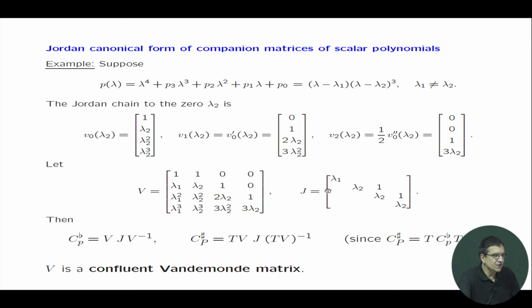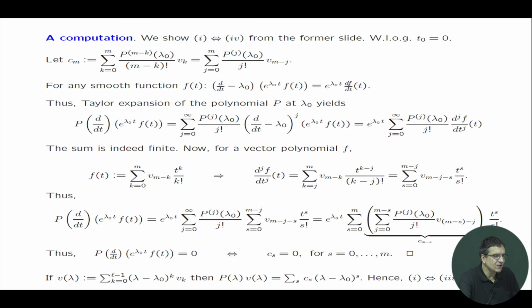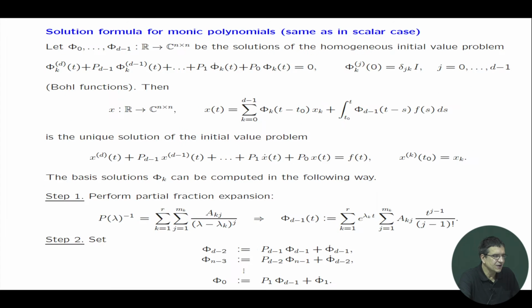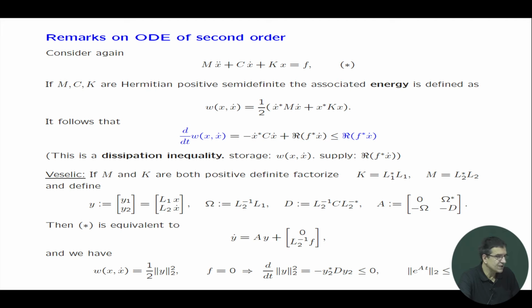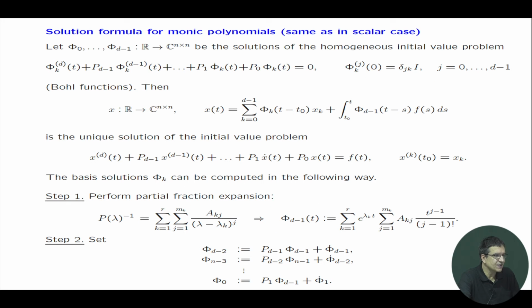And we talked a lot about Jordan chains and all this. Okay, I will not repeat this anymore. But there are three slides I have to discuss. And the first is the general solution formula if the leading coefficient is the identity matrix. So then we have a so-called monic matrix polynomial, and it's completely analogous to the scalar case we discussed to some extent.